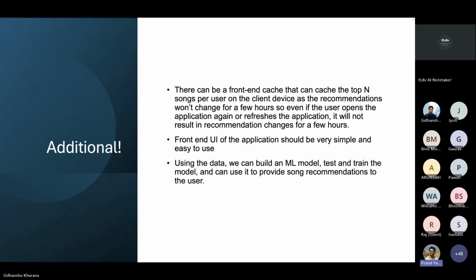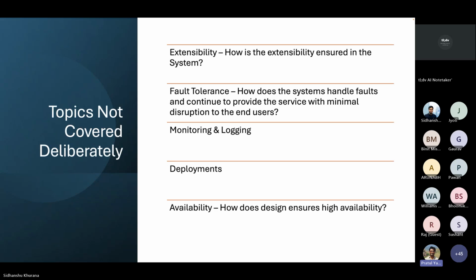And then we can build out different data models, test and train those models to see what kind of song recommendations we can provide to users based on their listening histories. So these kinds of ML models can always be approximated.